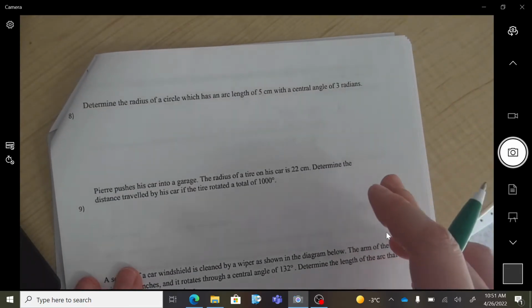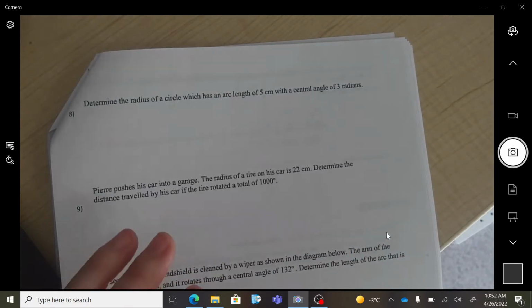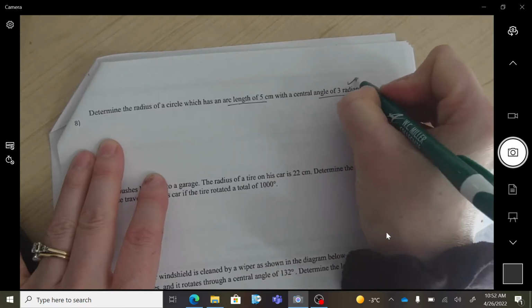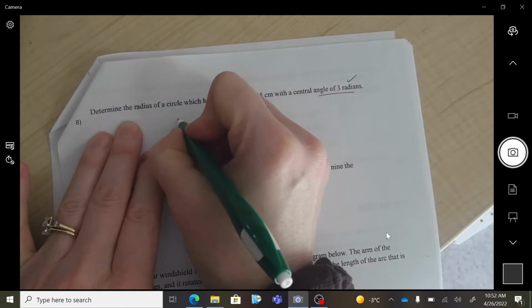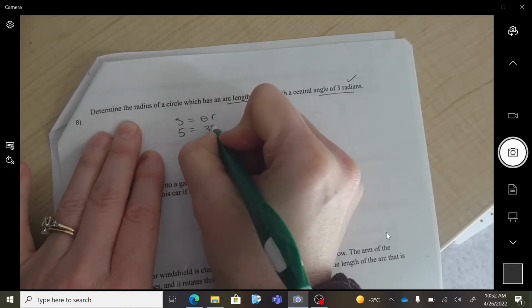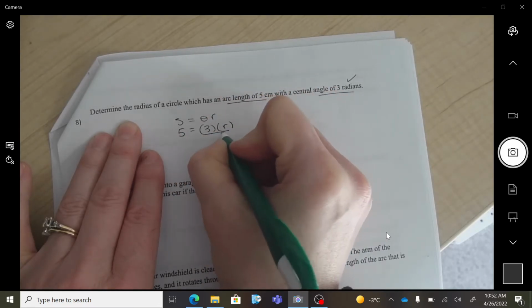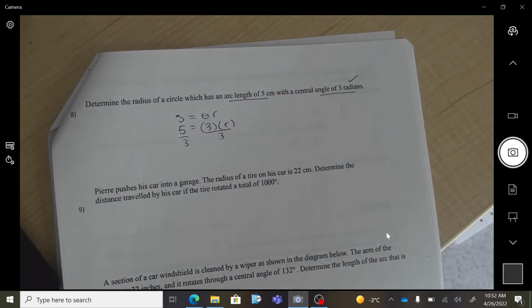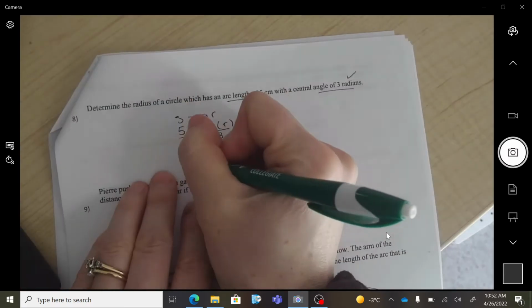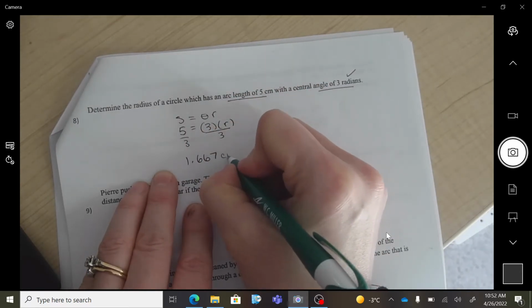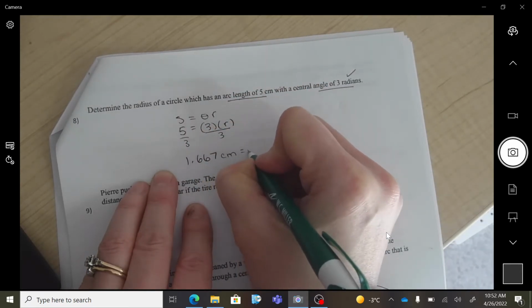Number 8, determine the radius of a circle. We have an arc length of 5 and a central angle of 3. That's already in radians. So this is 5, that's 3. So I'm going to divide by 3. So 5 divided by 3 is 1.6 repeating, so if we go to 3 decimal places.